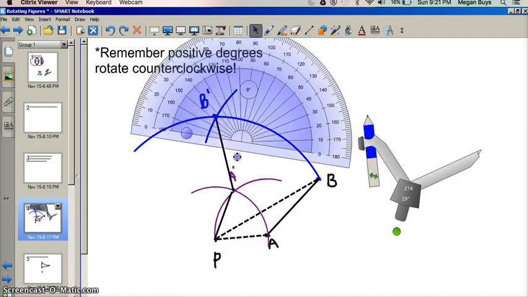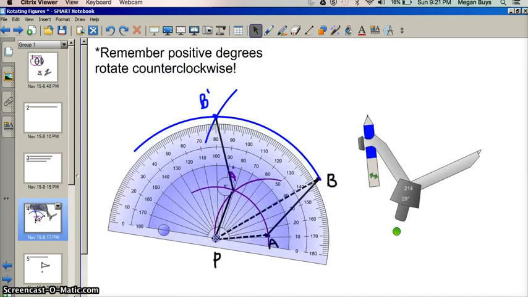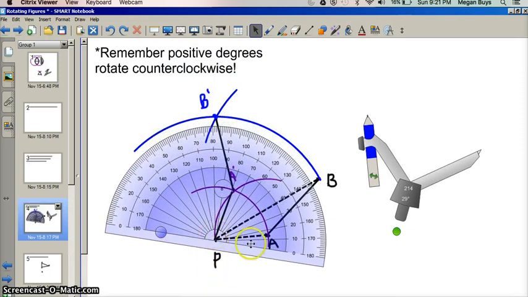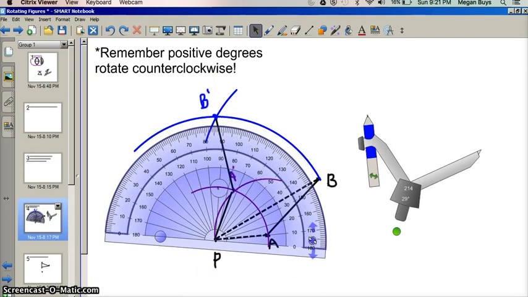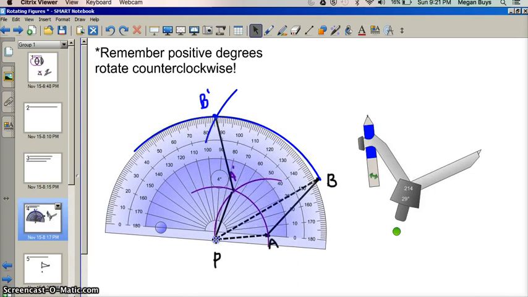So one more try. I'm right here on the point now. I line up this dotted line. Move this up.